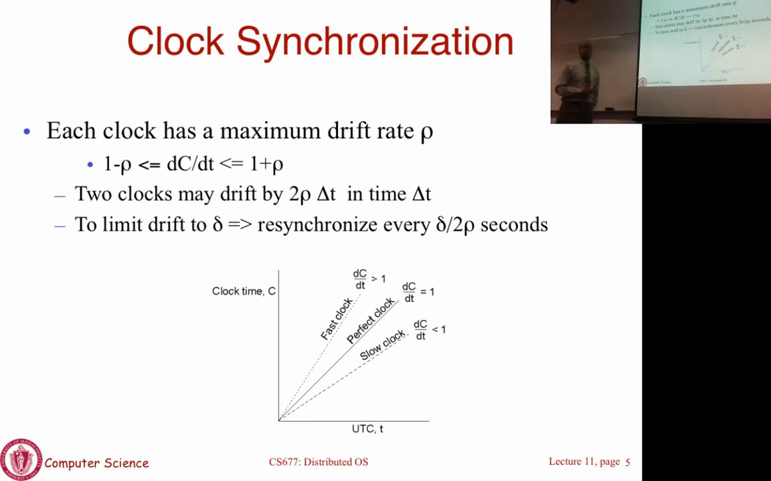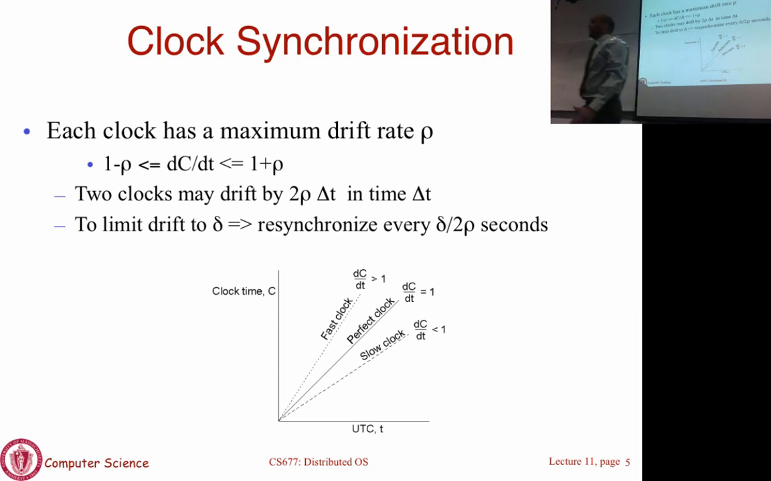Now, to answer the question, how frequently should you synchronize? If you want to limit the amount of drift to delta, it says I don't want this clock to be off by more than delta seconds, and you can pick whatever value of delta you want. Then you ask how long does it take for this clock to go off by delta, which is given by this value. So then you would run your clock synchronization every delta over 2 rho.